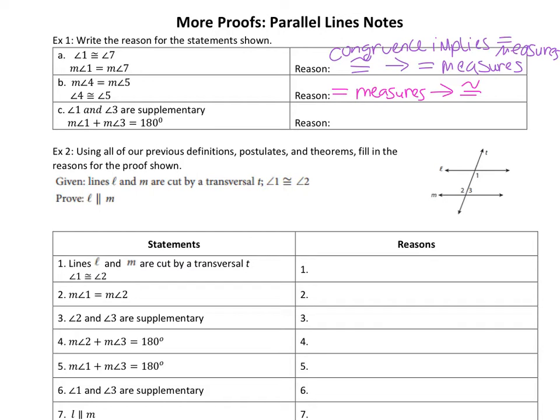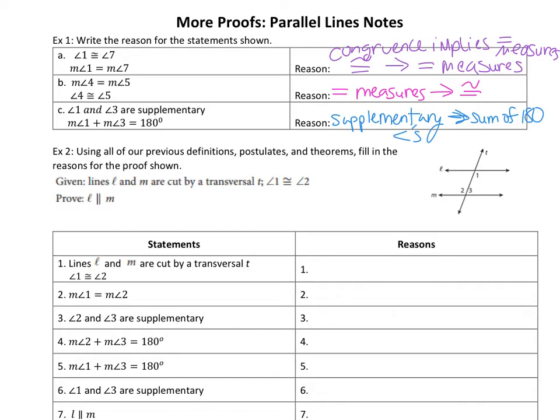So next for letter C, if we know that two angles are supplementary, then we can set up an equation for them. So angle 1 plus angle 3 is equal to 180 degrees. And our reason is based off of some of our definitions we saw in our first test. And our definition here is supplementary angles implies that the sum of the angles equals 180 degrees. And this is the way that we can write it. So supplementary angles, there's my arrow for implies, that it has a sum of 180 degrees.